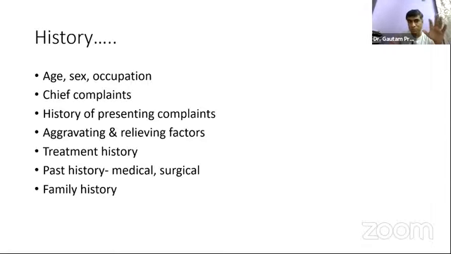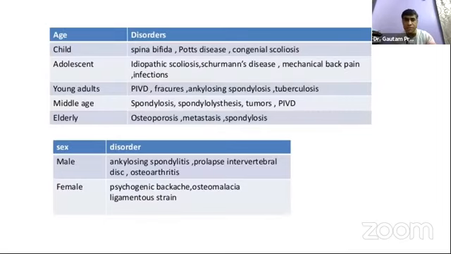So these people have more tendency to have cervical pathology, so you need to ask about the occupation as well. The chief complaints, whatever they are, we need to have details of them. I will be presenting that in the next slide. The history of the complaints: what are the aggravating and relieving factors, what's the treatment history, any medical or surgical history in the past, and any associated family history.